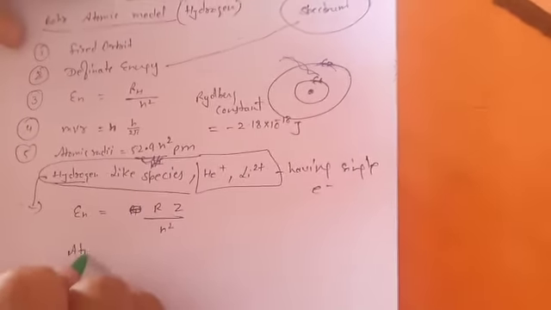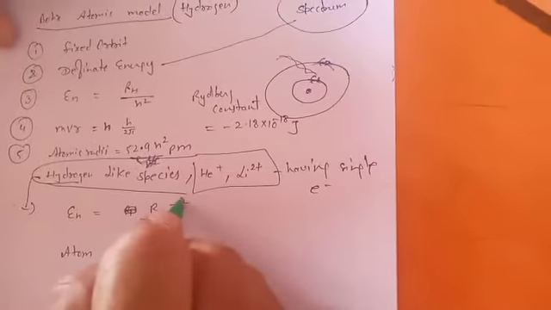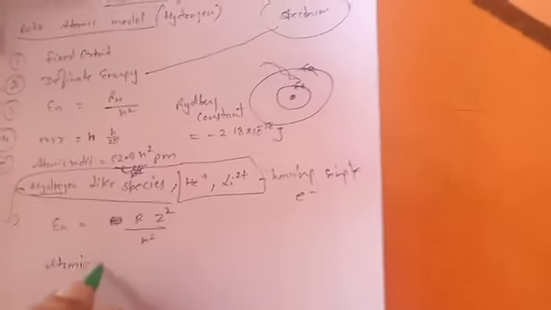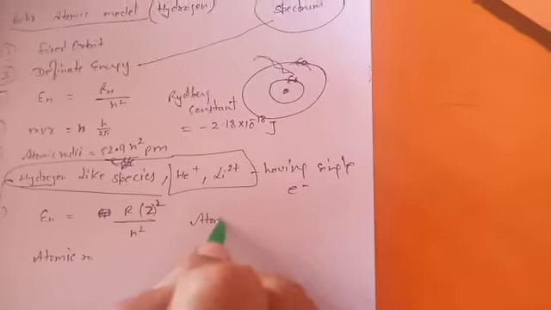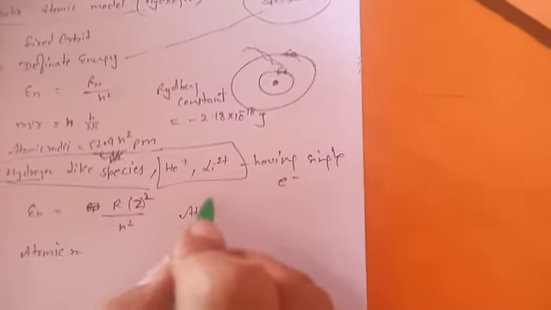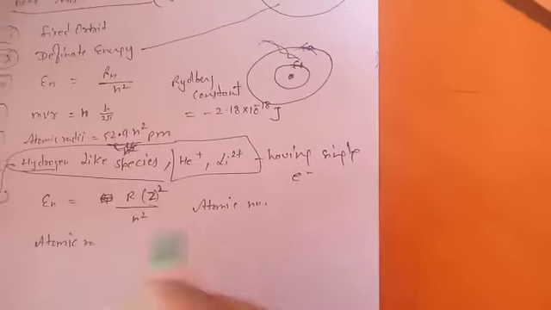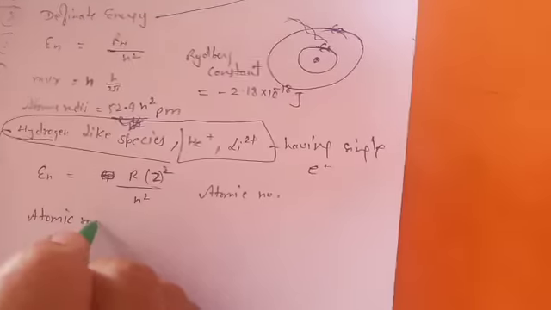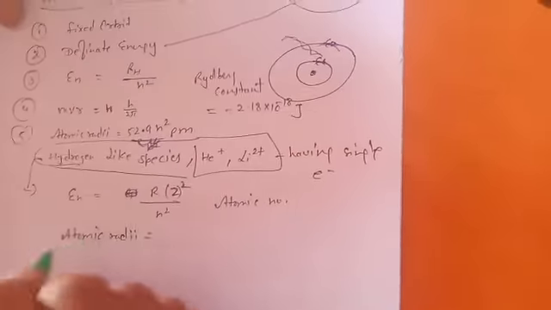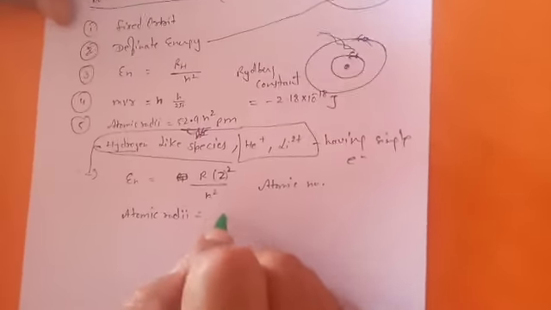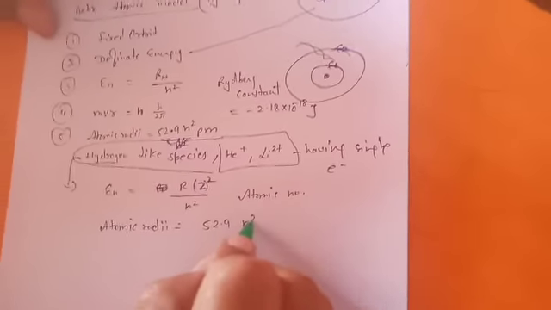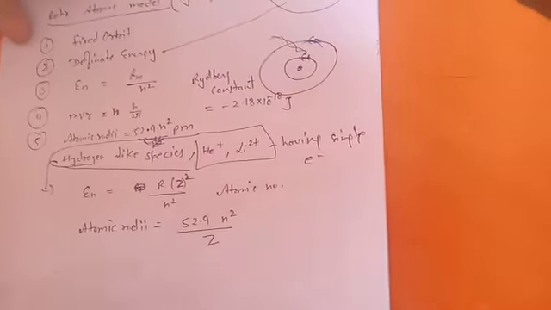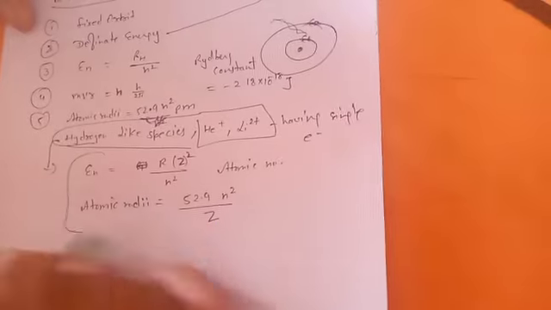In the atomic radius case, Z is your atomic number. For helium it is 2, for lithium it is 3. Whichever atom you are talking about, you put that atomic number here. So the atomic radius is actually 52.9 times n square divided by Z, where Z is again your atomic number. That's how you will calculate.